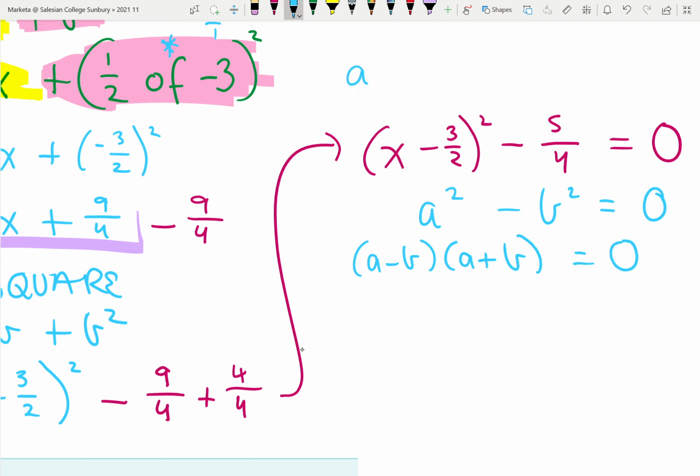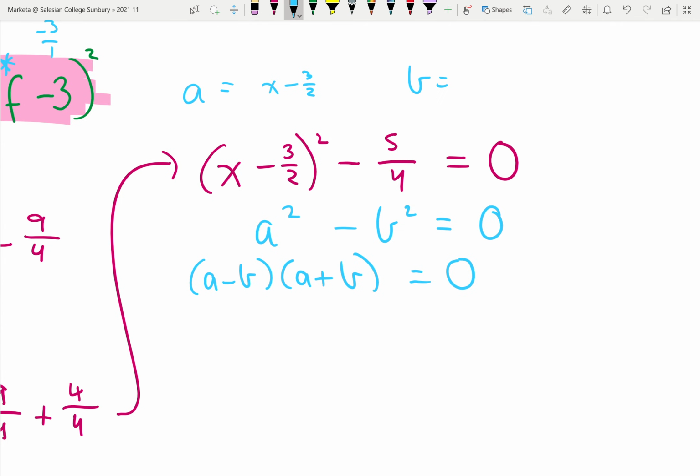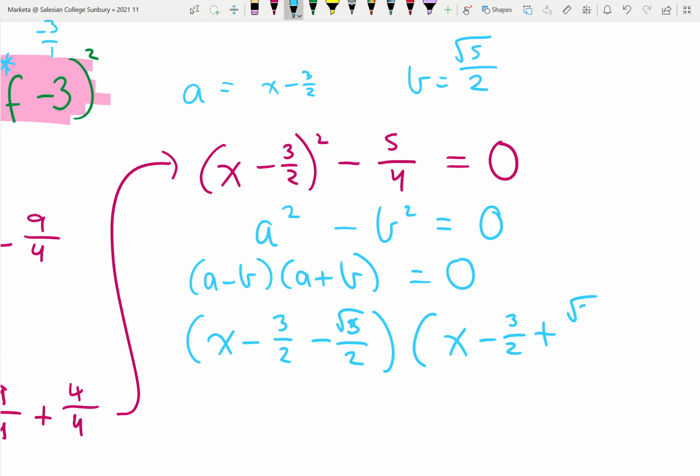So in this case, a squared, I'll start with that, is x minus 3 on 2 squared. So then it makes sense that a by itself is just x minus 3 on 2. Where people go wrong a lot of the time is that b squared is 5 over 4. So if b squared is 5 over 4, it means that b is going to be root 5 on 2. People will forget to square root this term here, the b squared term. So let's put it into the formula. a minus b and a plus b.